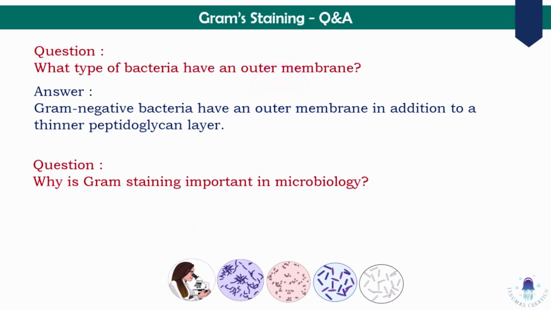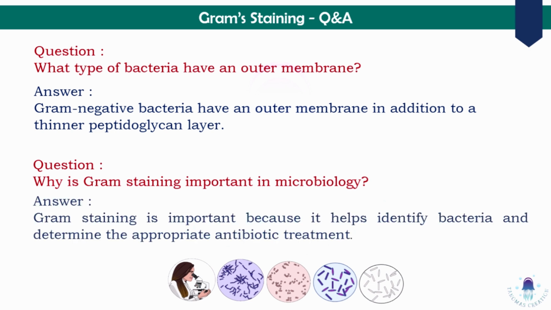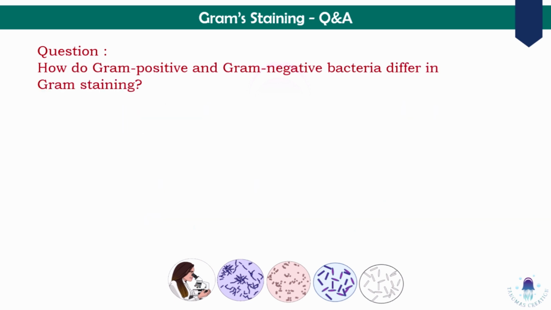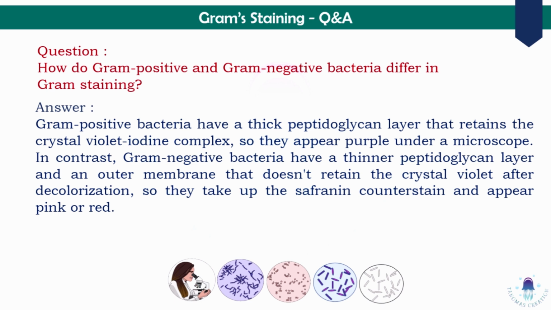Question: why is gram staining important in microbiology? Answer: gram staining is important because it helps identify bacteria and determine the appropriate antibiotic treatment. Question: how do gram-positive and gram-negative bacteria differ in gram staining? Answer: gram-positive bacteria have a thick peptidoglycan layer that retains the crystal violet iodine complex, so they appear purple under a microscope. In contrast, gram-negative bacteria have a thinner peptidoglycan layer and an outer membrane that doesn't retain the crystal violet after decolorization, so they take up the safranin counterstain and appear pink or red.